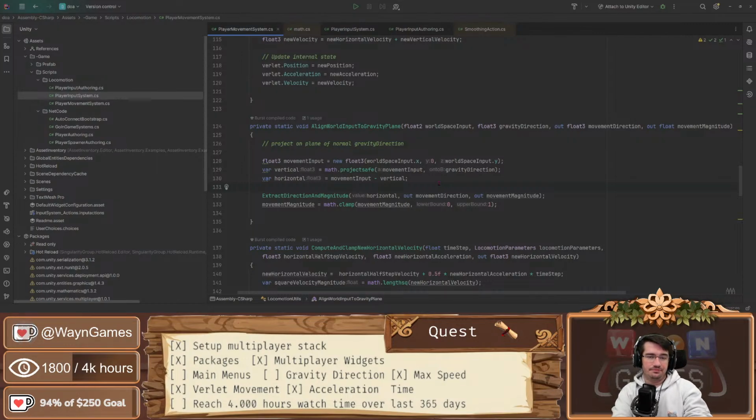So what would ChatGPT tell me? I have a world aligned 2D vector. I need to project it on a 3D plane of normal Y.